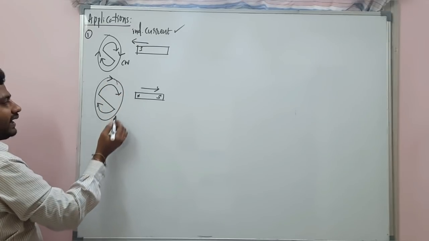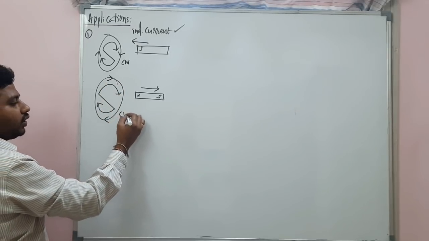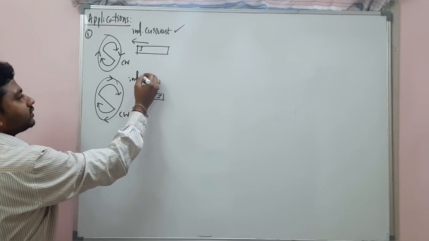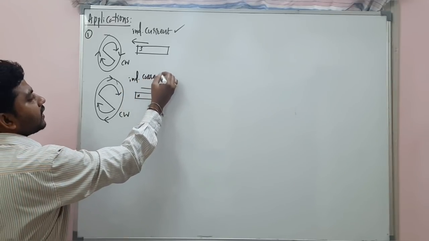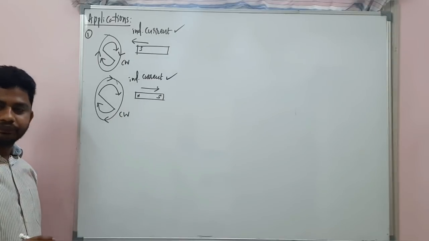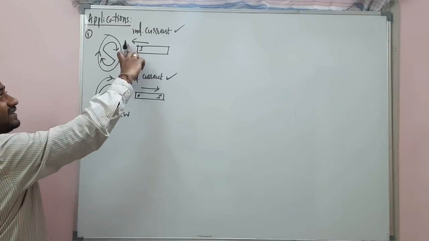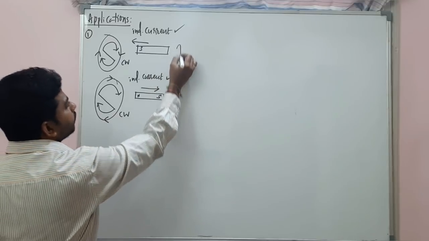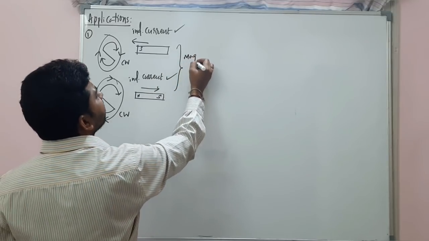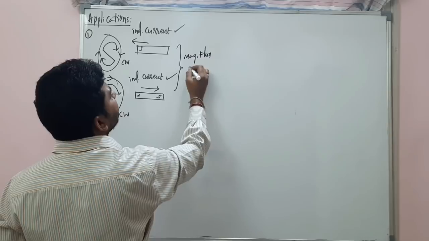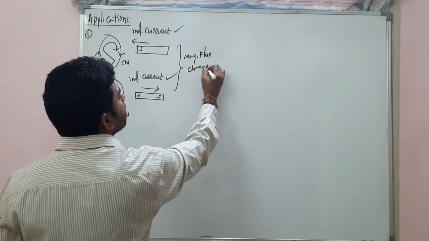Here also the direction of the current is clockwise and an induced current is produced in the coil, because in both the cases there is a magnetic flux change. Yes or no? In both the cases there is a magnetic flux change, my dear students.